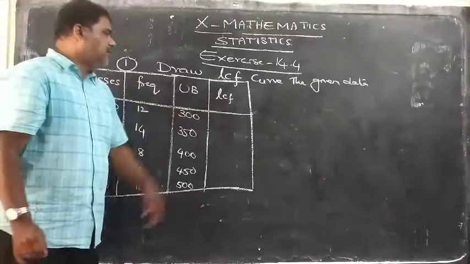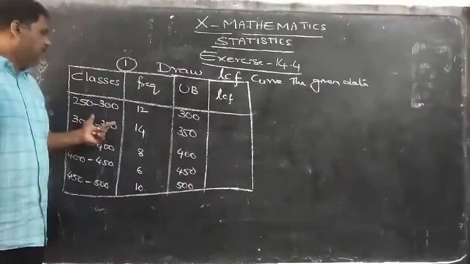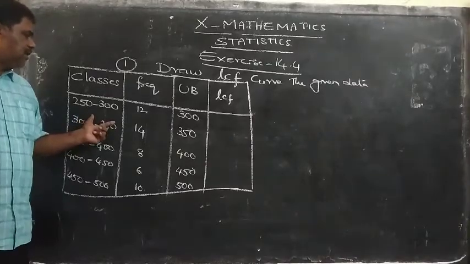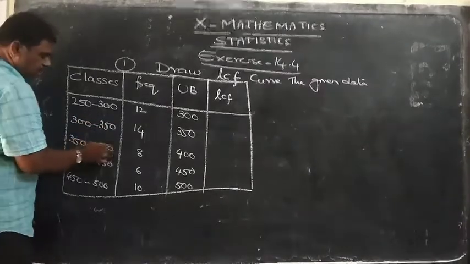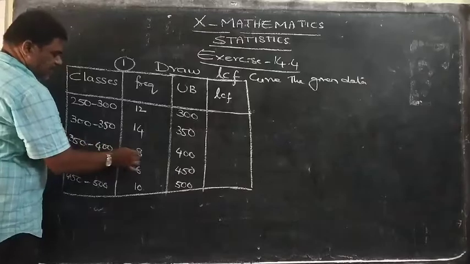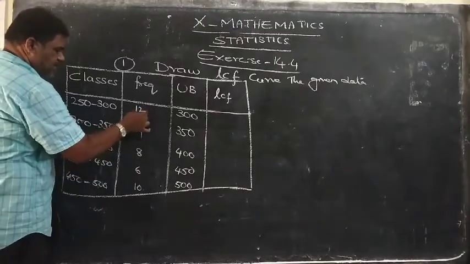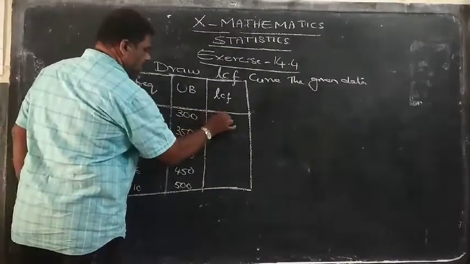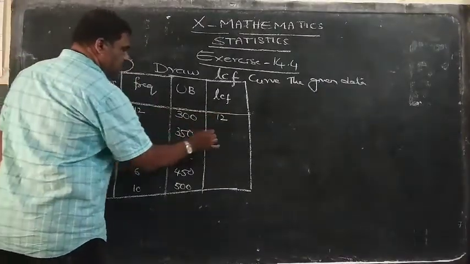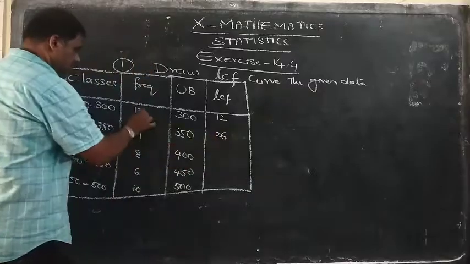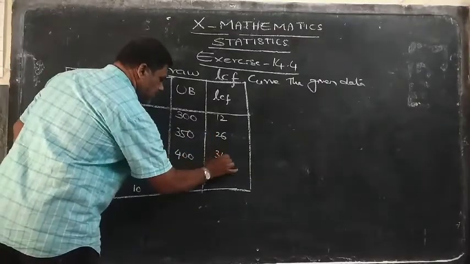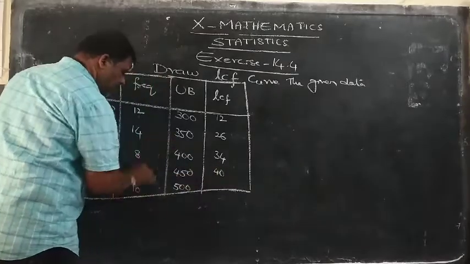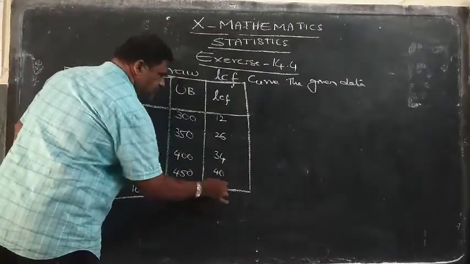Less than cumulative frequency of a class is defined as the sum of all frequencies from the beginning up to that class. So if you want the less than cumulative frequency of this class, we should add all the frequencies from the beginning up to this. Therefore, the less than cumulative frequencies are 12, 12 plus 14, 26, 26 plus 8, 34, 34 plus 6, 40, 40 plus 10, 50.